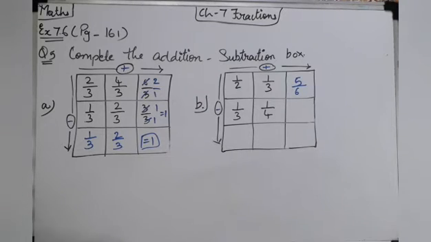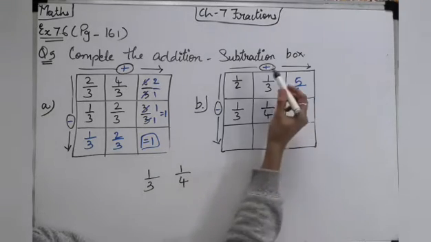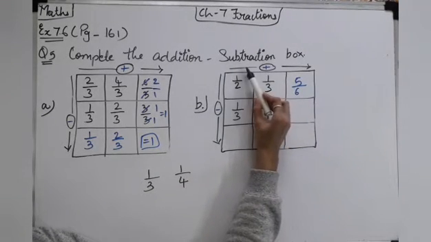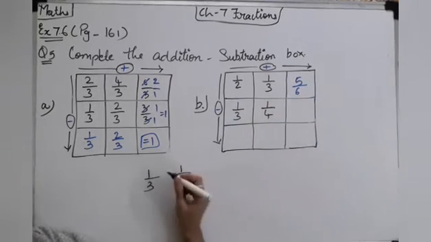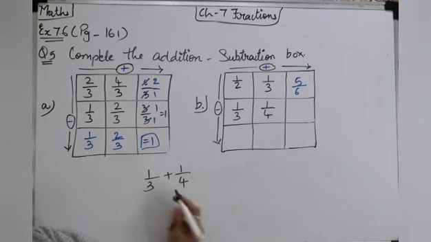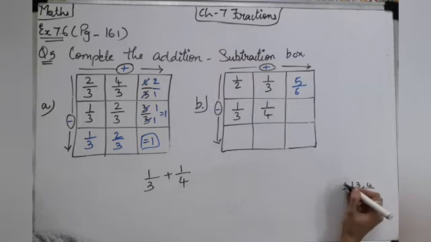Next is 1 upon 3, 1 upon 4. Here we are moving left to right, so it is addition. The denominators are not the same, so what will we do? We take the LCM of 3 and 4.